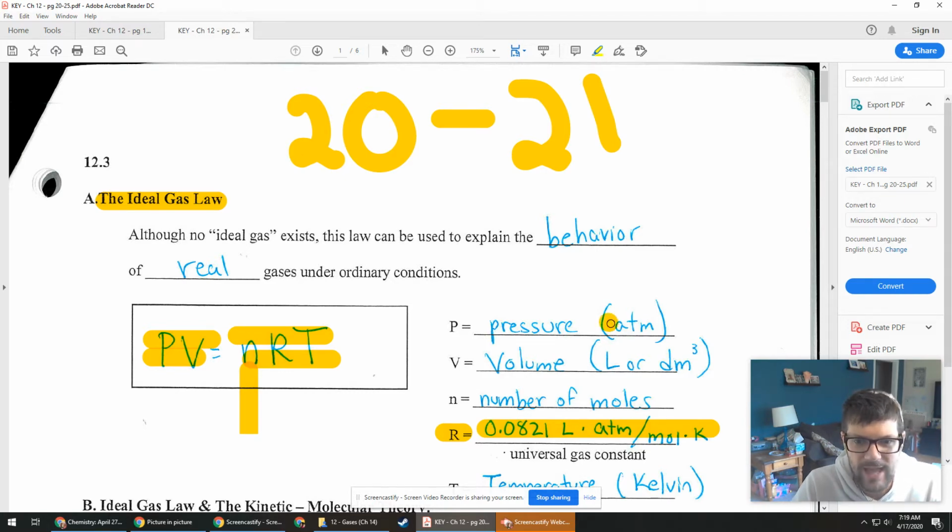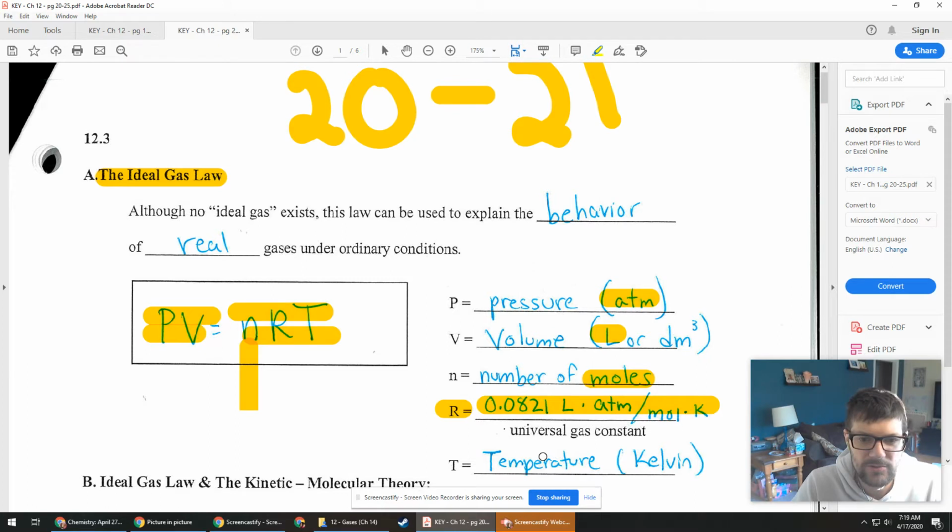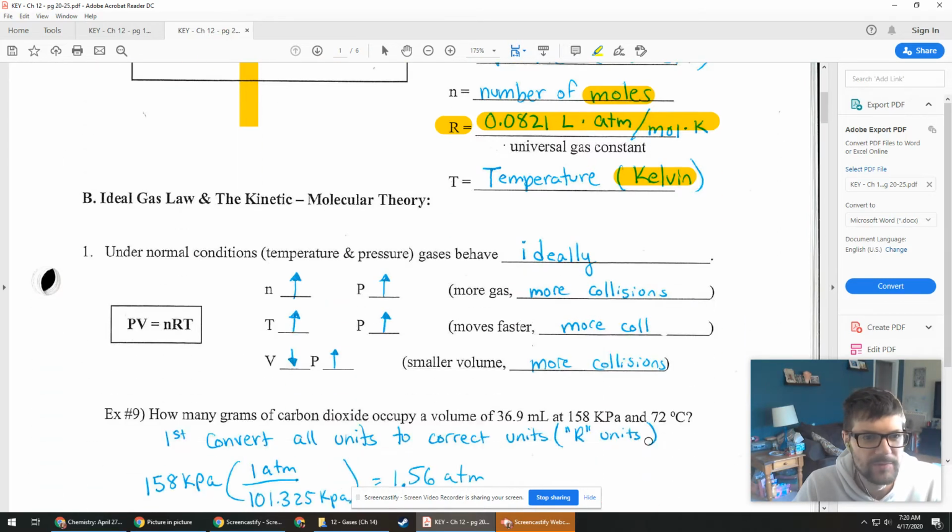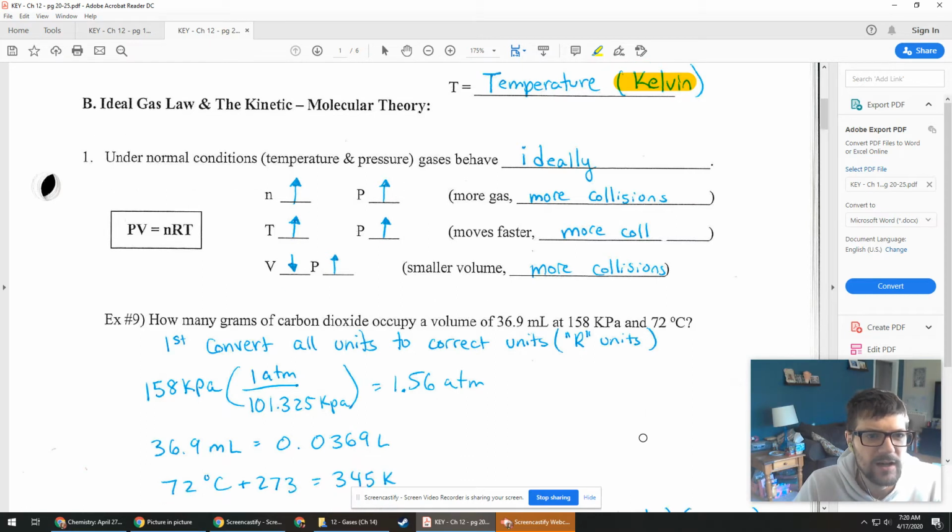We need to use atmospheres for pressure, liters for volume, moles for the number of particles, and Kelvin for the temperature. Once we use those, it's as simple as plugging values into this equation and solving. But because we have to use those particular units, there often are some conversions when you're doing problems. So let's take a look here.